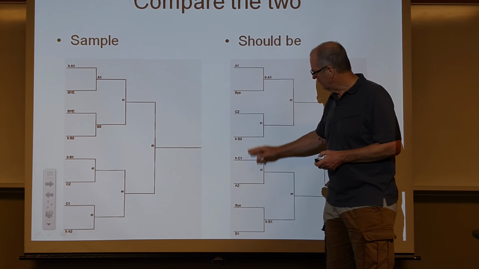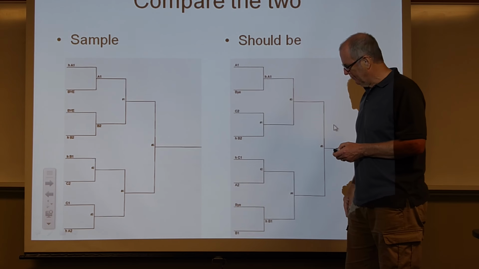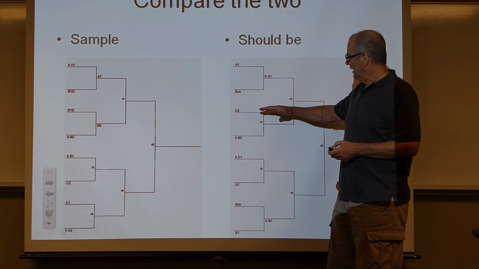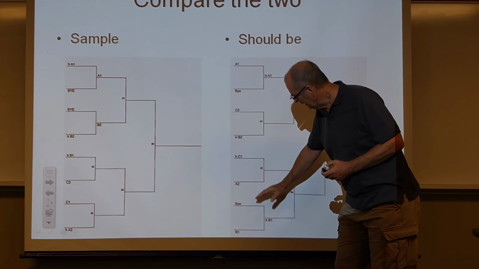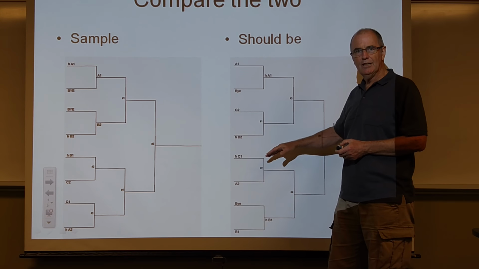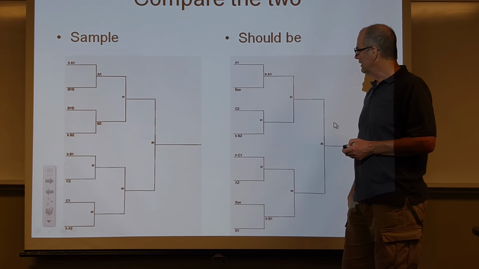So C1 plays A2, C2 plays B2. The other thing you'll notice is that there's an A and a C and a B here, and an A and a B and a C here, so we've separated out the different pools.